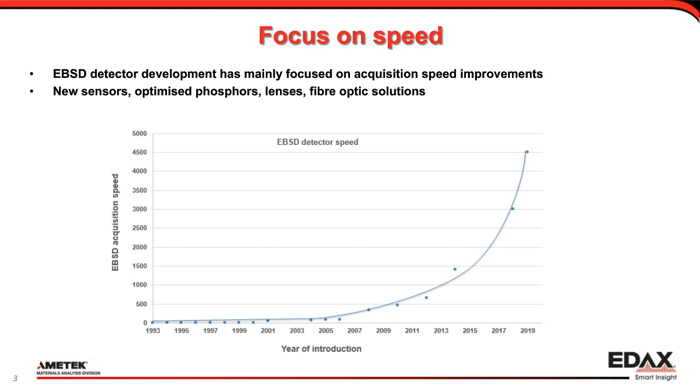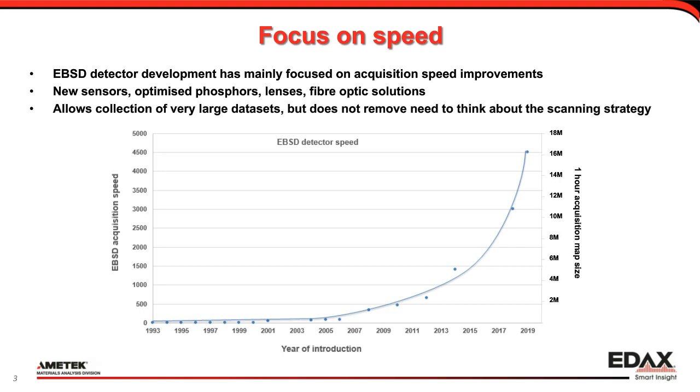And all of that really helped us in bringing EBSD to the technique it is today, as an almost standard tool in materials analysis. Now, with these really high-speed detectors today, there's just one word of caution. We can get really large data sets, but I just added a right scale bar here on this chart: in 1 hour at full speed, you can easily collect more than 15 million data points.